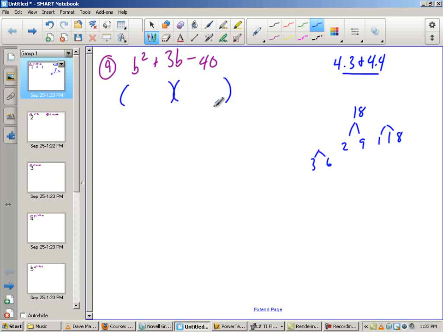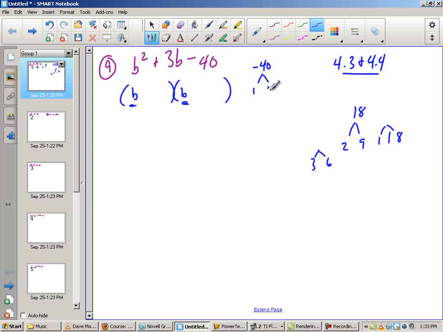We want to essentially unfoil this. So if we think about the 4 steps of FOIL, you've got the first, outer, inner, and last. Let's talk about what I would have to put here and here so that when I do the first piece, I get b squared. Well, b times b is b squared. So that helps me out. And then I want to know what are the multipliers of negative 40. And so we're going to list them out.